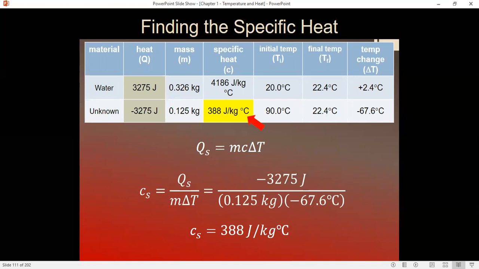Okay? So very simple calorimeter problem. This was simple because I only had two different things. In more complex problems, you could have multiple things, but you just go through it the same way that you did here.